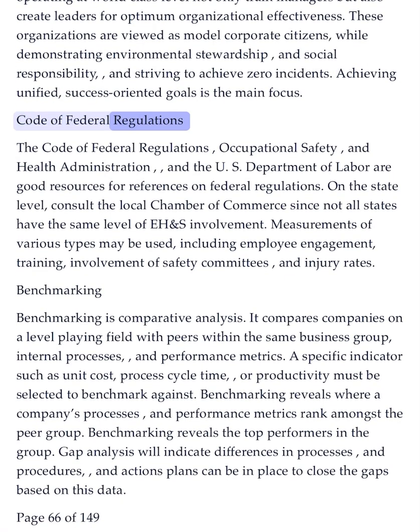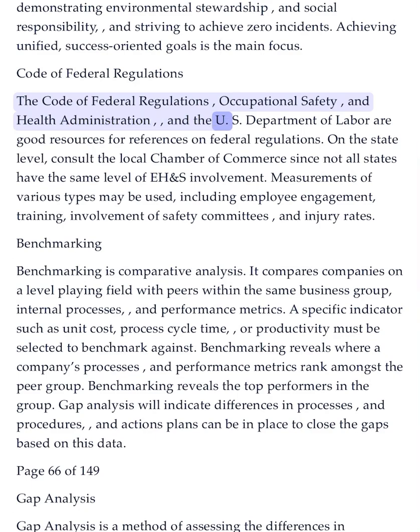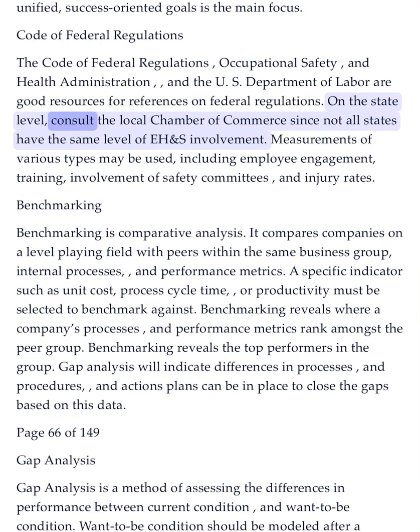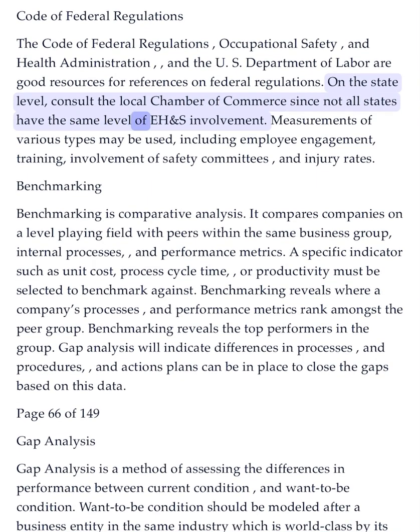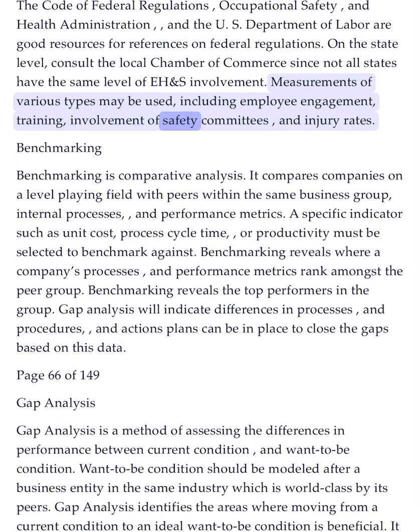Code of Federal Regulations. The Code of Federal Regulations, Occupational Safety and Health Administration, and the U.S. Department of Labor are good resources for references on federal regulations. On the state level, consult the local Chamber of Commerce since not all states have the same level of EH&S involvement. Measurements of various types may be used, including employee engagement, training, involvement of safety committees, and injury rates.